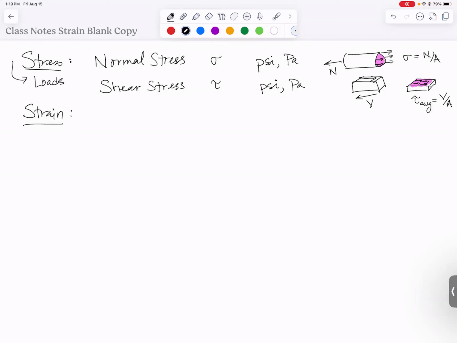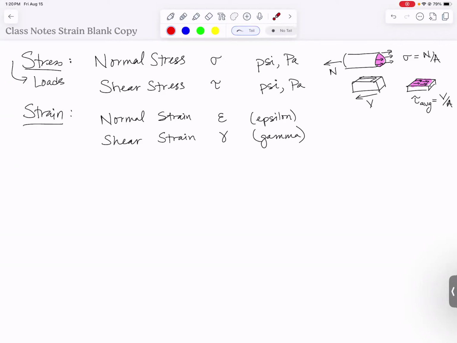Strain is something different. Just like with stress, we are also going to have a normal and a shear. The Greek letters we're going to use are a lowercase Greek letter epsilon and a lowercase Greek letter gamma. While the stress is related to the loads on an object, what the strain is related to is the deformation, also known as shape change, length change.